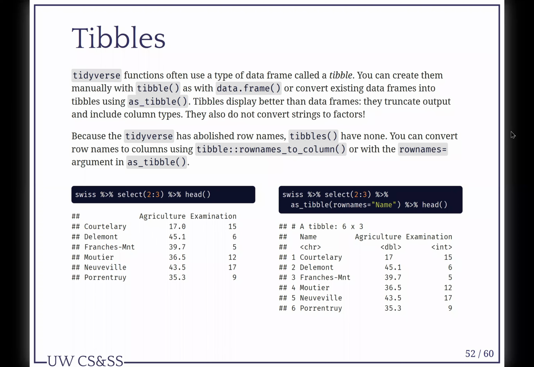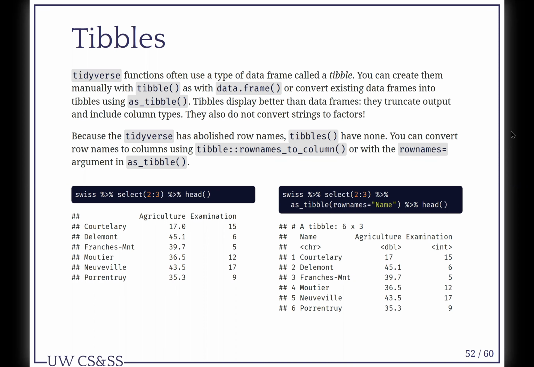Anyways, because the tidyverse has abolished row names, tibbles don't have any ever. You can convert row names to columns using rownames_to_column from the tibble package, or with the rownames equals argument in as_tibble.